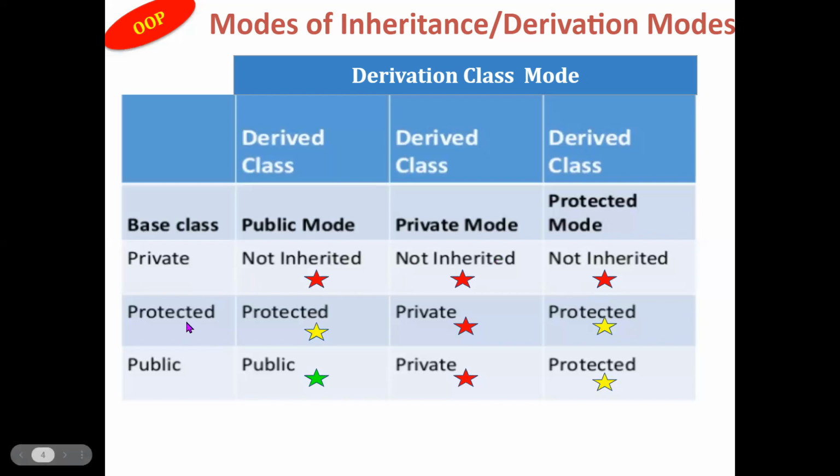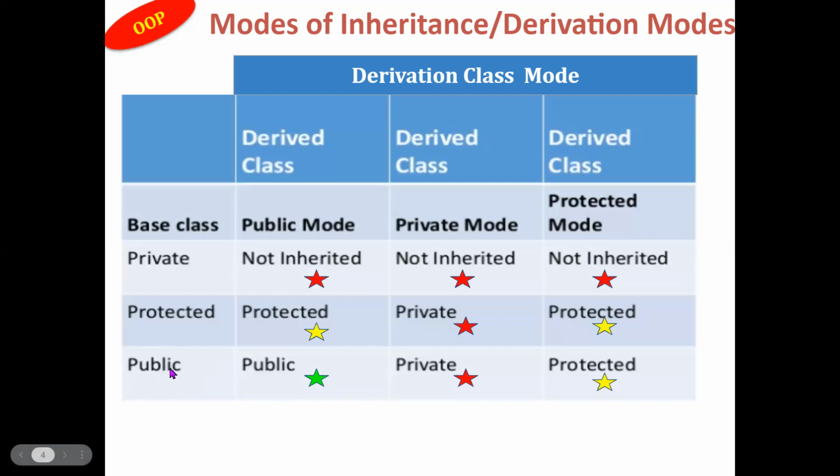In case of protected members, if the mode of derivation is public, then the protected members will become protected in the derived class. If the derivation mode is private, then the protected members will become private in the derived class. If the derivation mode is protected, then they remain protected in the derived classes.